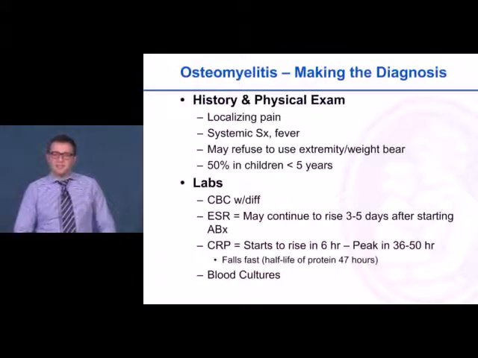And it's, as I said before, quite common in younger children. So the workup would involve a CBC with a differential, an erythrocyte sedimentation rate, and a C-reactive protein, as well as blood cultures. Now, all of those are useful, but the C-reactive protein is the most helpful to guide clinical resolution because it will rise at 6 hours, it peaks at around 48 hours, and then falls the fastest, while ESR will trend and stay up for quite some time.